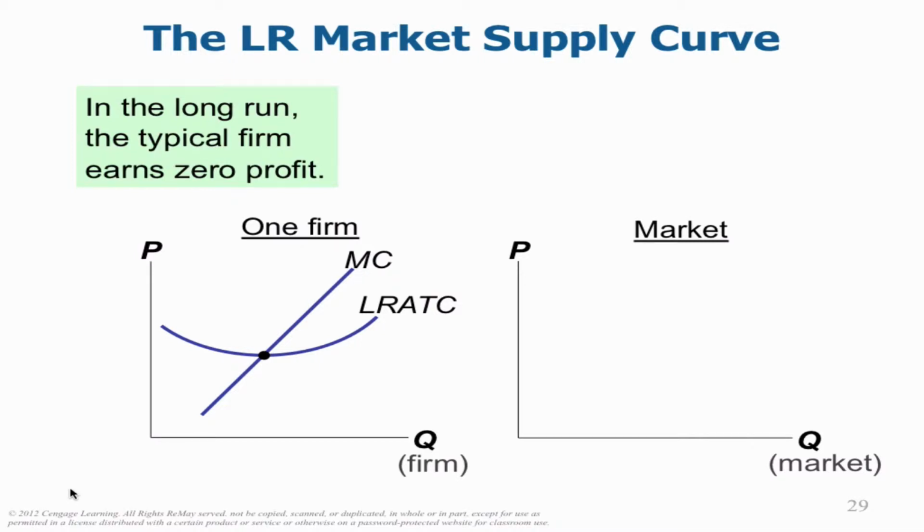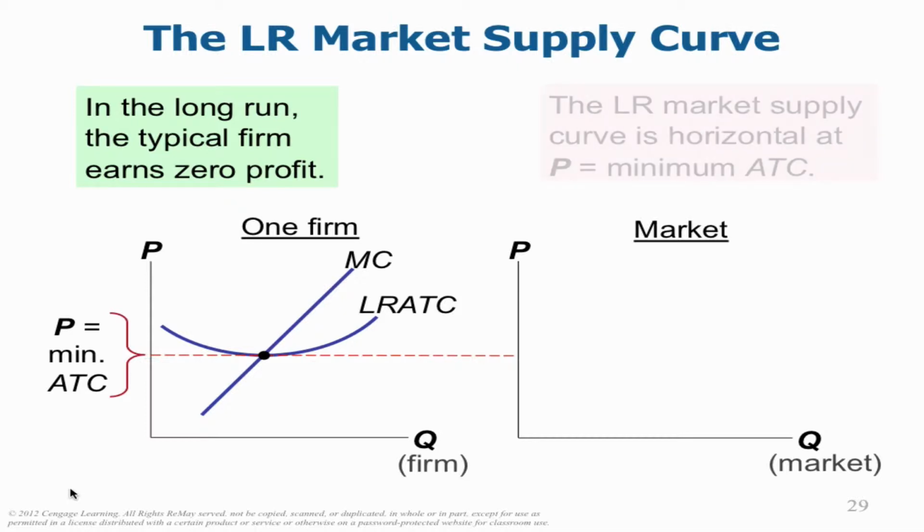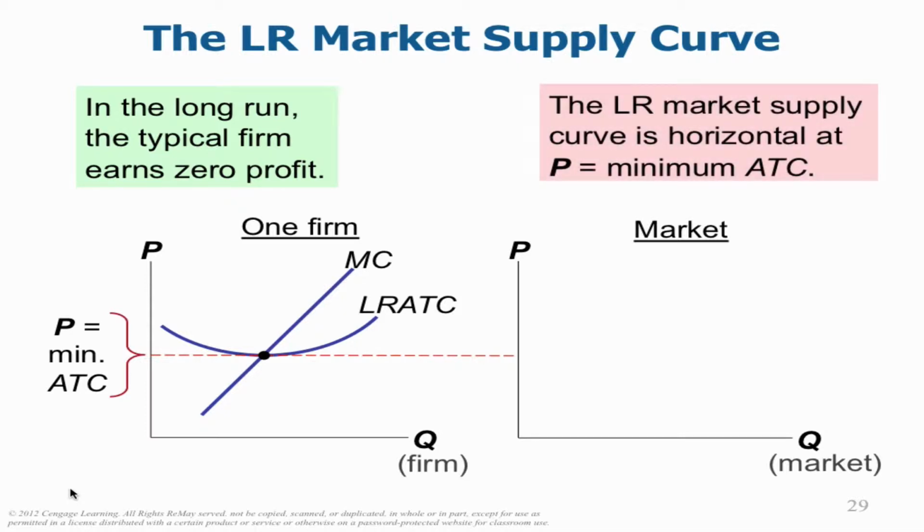What kind of actual accounting profit is it making? Okay. So in order to make zero profit, we have to set price at the intersection of the long run average total cost curve and the marginal cost curve, which gives us minimum average total cost. So the long run market supply curve ends up being the horizontal line. Now are you remembering this? Okay, so that's the long run market supply.